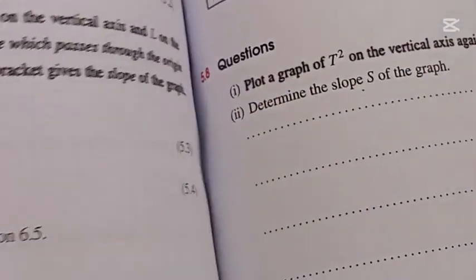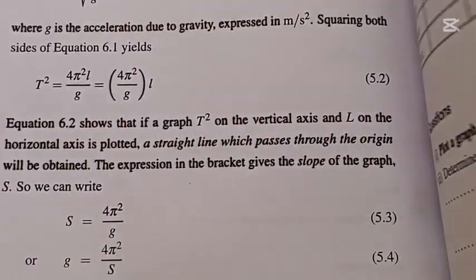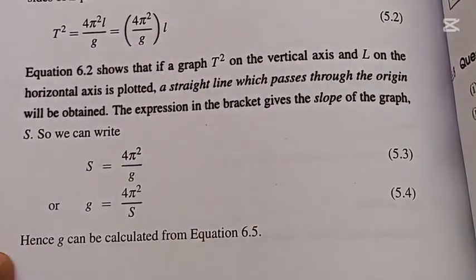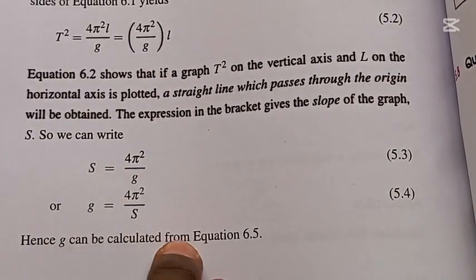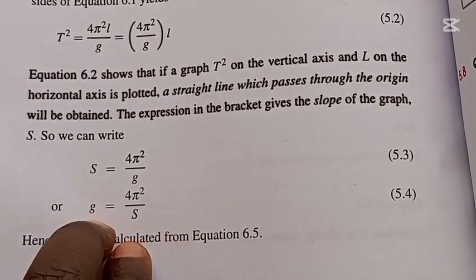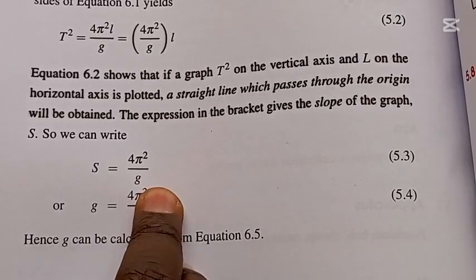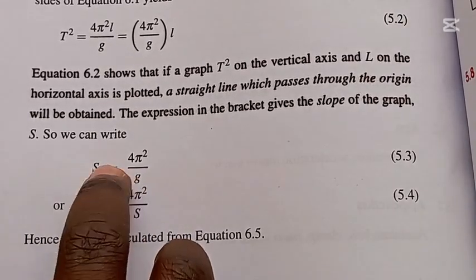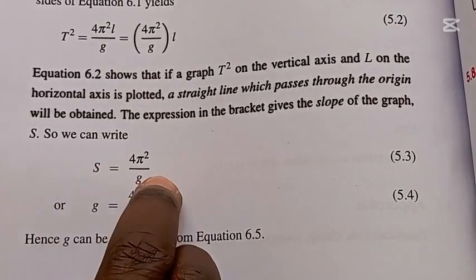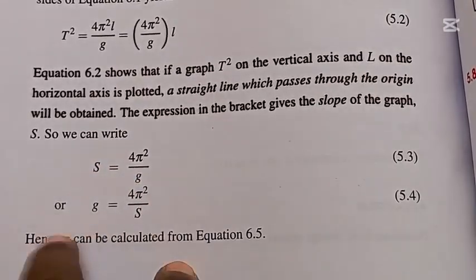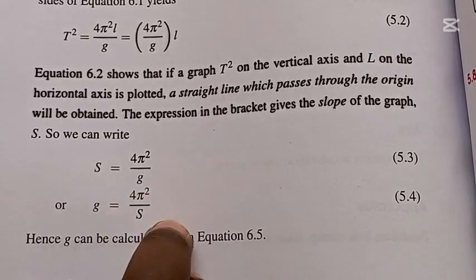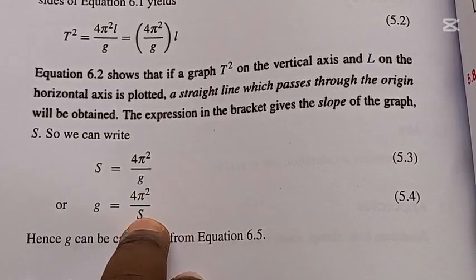Okay, how do you calculate g? You have already calculated the slope, right? Now go to the theory. The theory will tell you what to do to get g. You see, they say hence g can be calculated from this equation. This is the formula that relates the slope s and the g. Now if you interchange them, you get g equals 4 pi squared upon s, where s is your slope.